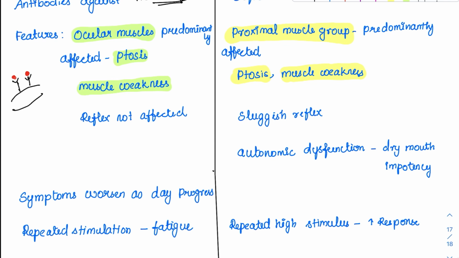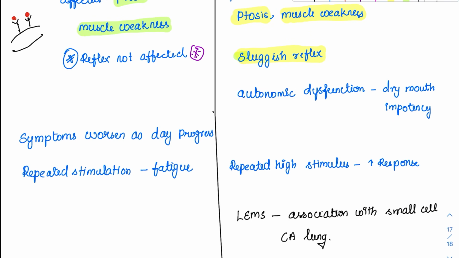In myasthenia gravis, the reflexes are not affected. This is one clue which you can get. When they say the reflexes are present, then it is more in favor of myasthenia gravis, whereas the reflexes are sluggish in case of Lambert Eaton syndrome. But more than that, one very important clue will be there, that is autonomic dysfunction.